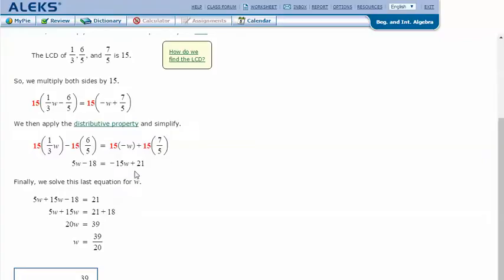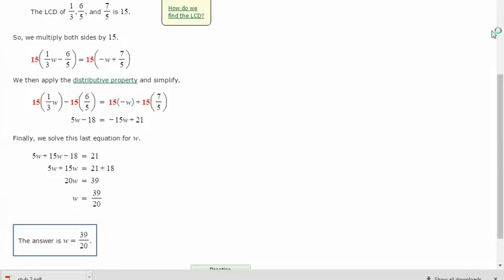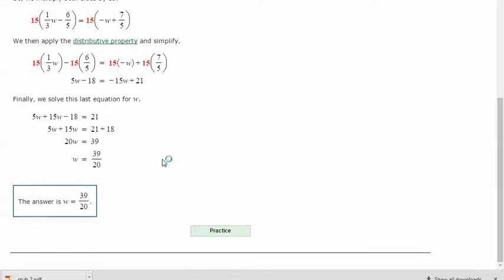And so when we compute these, we end up with whole numbers, which are easier to work with. 5W minus 18 equals negative 15W plus 21. Finally, we solve this last equation for W. So let's see, what did they do first? Okay, they added, so you can add 15W to both sides, and so it gets rid of it over here, but then when you put it over here, you've got 5W plus 15W minus 18 equals 21.